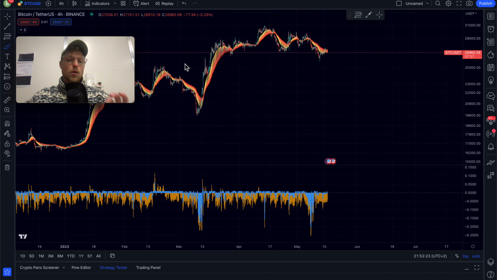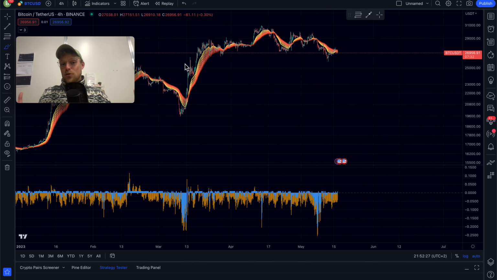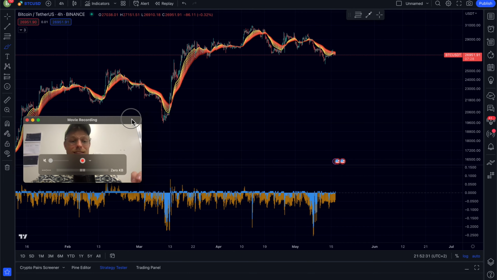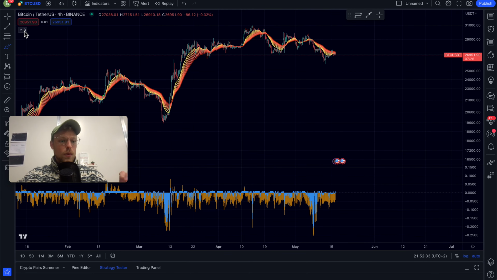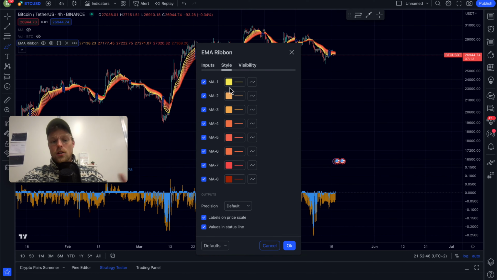And right now, guys, I'm going to show you how you can actually do this without being too much in front of the screen. So first of all, I want to show you what the EMA ribbon is basically. So we go right here, go to the EMA settings, and you have the moving average period from 20 going on to 55. Here you got the style, so you can see the colors, right? Moving average 20 starts at yellow, going to moving average 8 starts at 55.